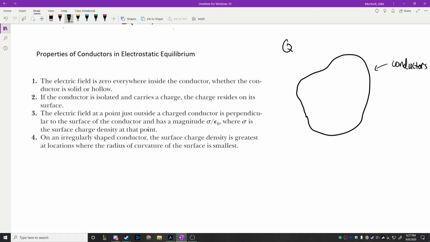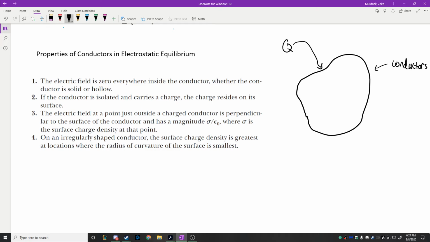And then I tell you, I place some amount of charge on here in some way. How do I do that? Maybe I rub this object a bunch. Why the charge stays at the surface of the conductor, we'll get to that. That's what we're going to prove right now, Ash.